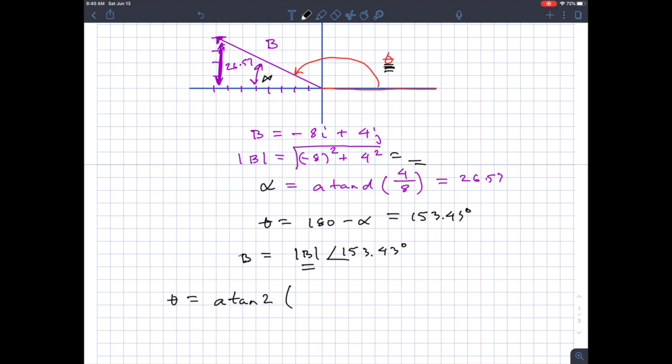We use the vertical first. In this case, the vertical was 4. We use the horizontal second. The horizontal was -8. And coming out of that is our answer, where we didn't have to draw the picture and do the quadrant conversion.